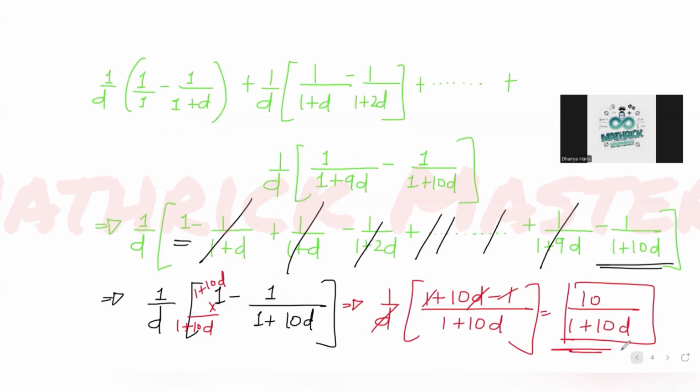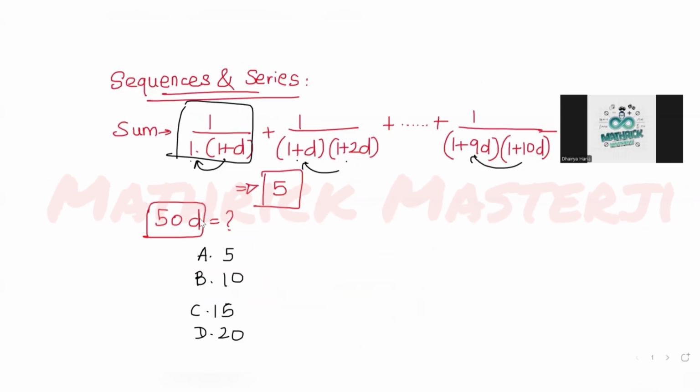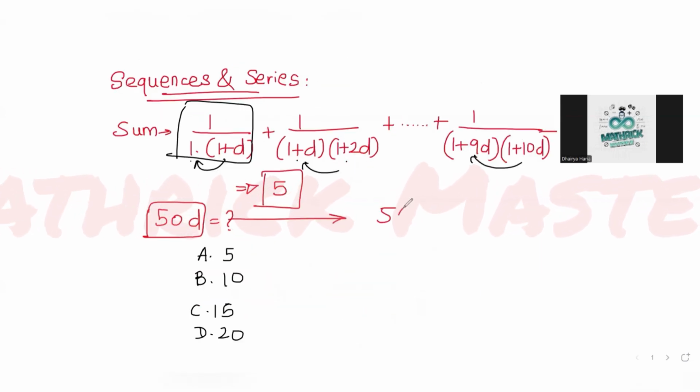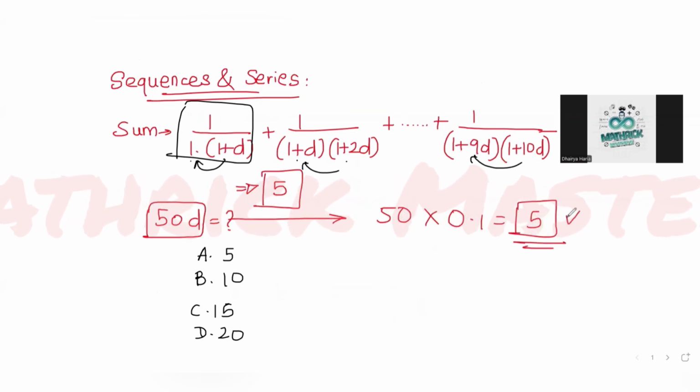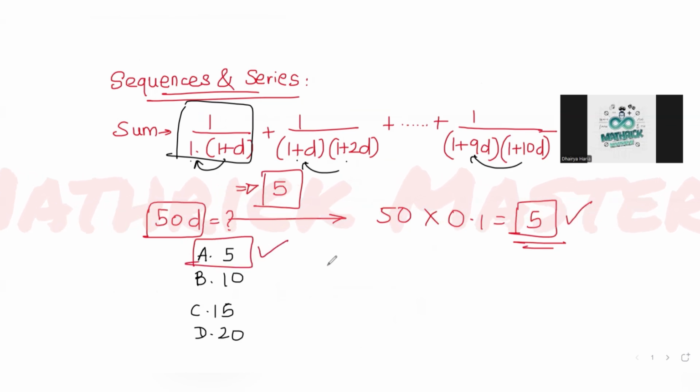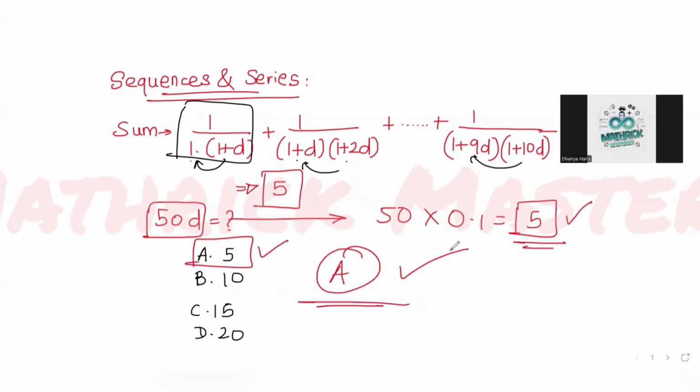Once I get d, the question is asking me to figure out 50d's value. So 50 times 0.1, which is basically 5. So I get the answer to the question that was asked to us, and that matches with option A. So A becomes the correct answer for the question that was given to us here.